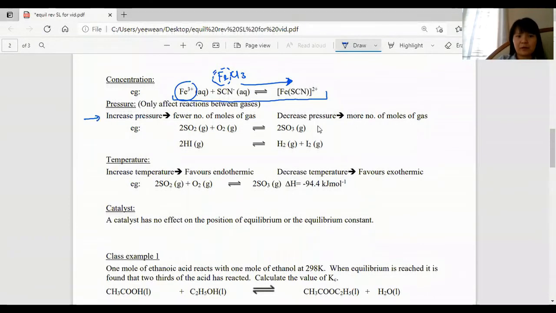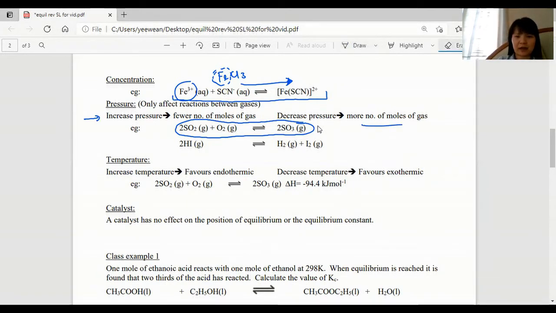Next example, pressure. Pressure will only affect reactions that are gases. If I increase the pressure of a certain reaction that's already at equilibrium, it will try to oppose that change, and it will favor the side with fewer moles of gas because it wants to reduce the pressure again. On the other hand, if I decrease the pressure, it will try to increase that pressure, to oppose the change. So it will move towards the side that has more moles of gas so that the pressure will increase again.